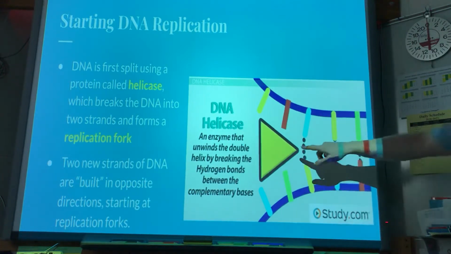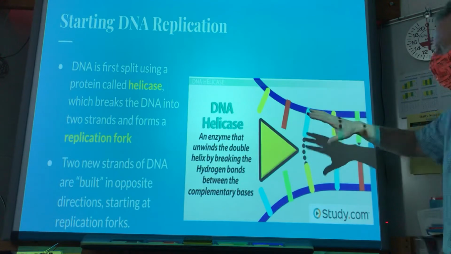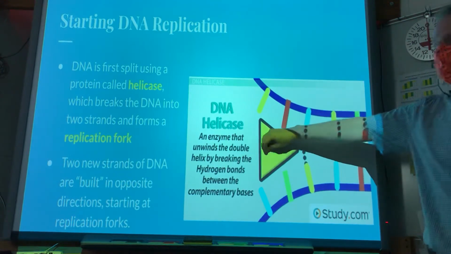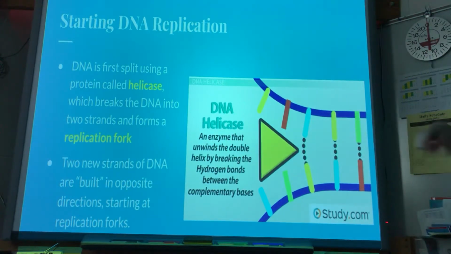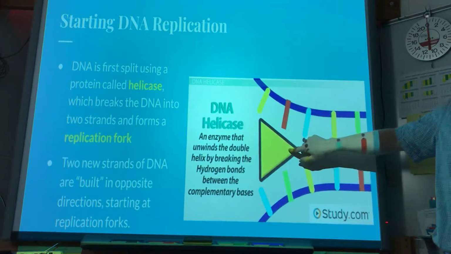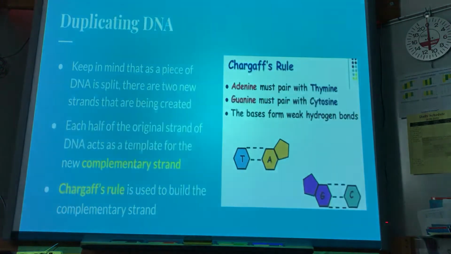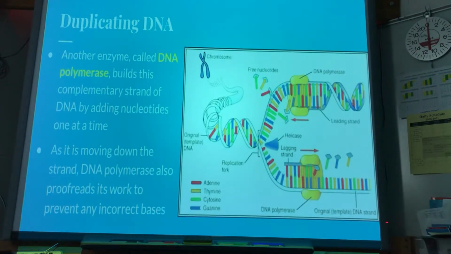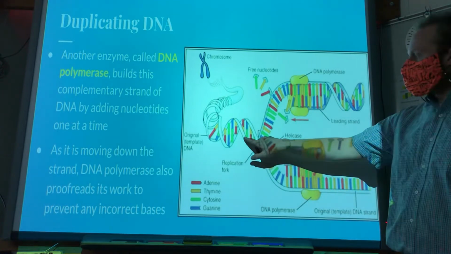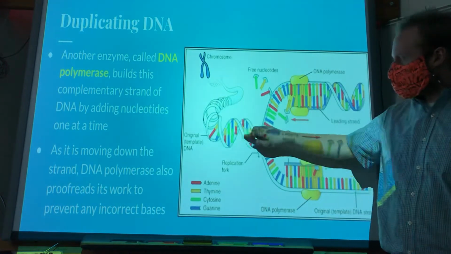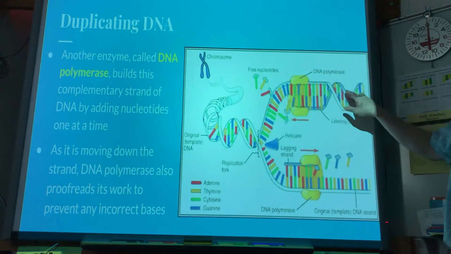I think of DNA as a zipper, and I think of the helicase as a zipper pull, the actual thing you grab on your coat. So this unzips the DNA. The DNA helicase is the thing that unzips it. And now we'll have 2 separate strands, with complementary base pairing, Chargaff's rule. But the idea is helicase right here is unzipping our double helix, the 2 strands.